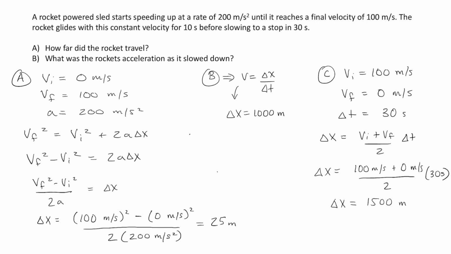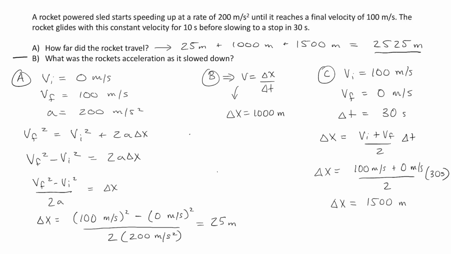Now all we need to do to solve the question is add up these displacements. So we have 25 meters, 1,000 meters, 1,500 meters, for a total of 2,525 meters, which is how far the rocket traveled throughout this entire journey.